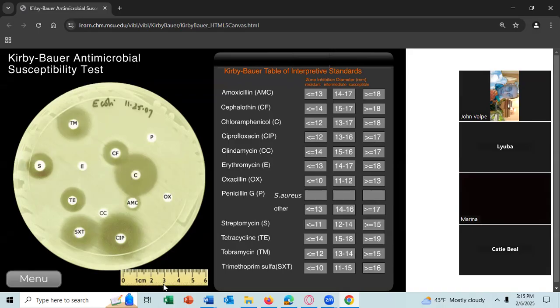How you actually do this is you grab the ruler and take it up to the paper disc. Obviously, that one has no zone of inhibition, E here. E stands for erythromycin right there. And then there's S for probably streptomycin right there. So let's go ahead and do that one. The diameter here is about, I would say about 18 millimeters.